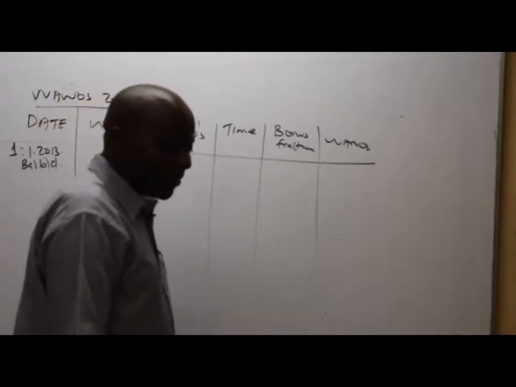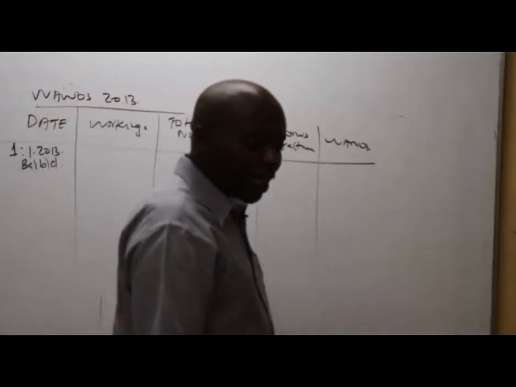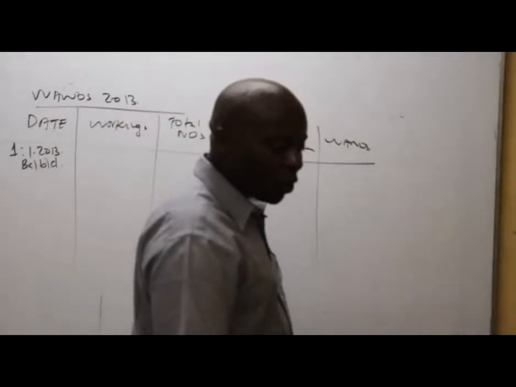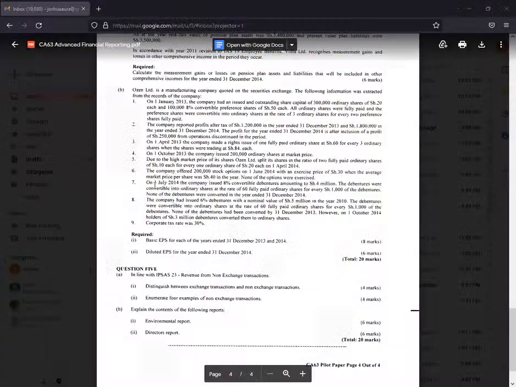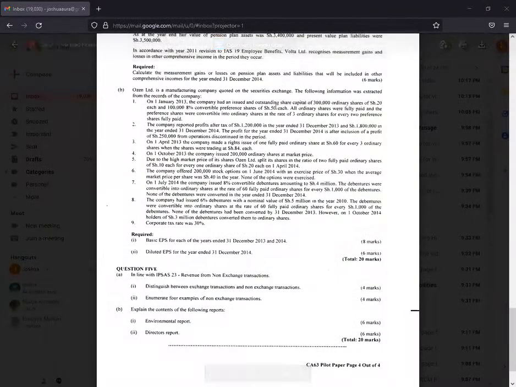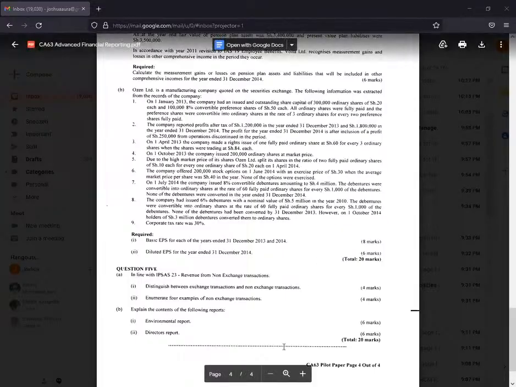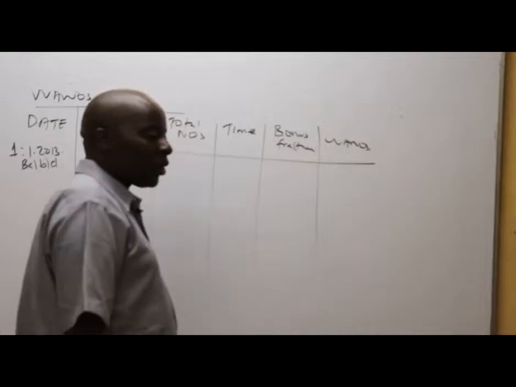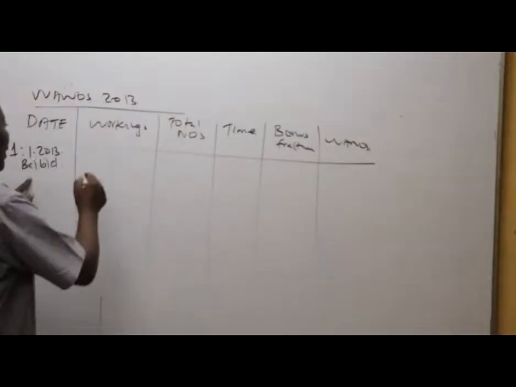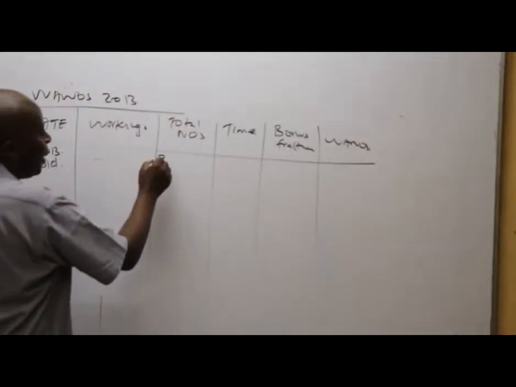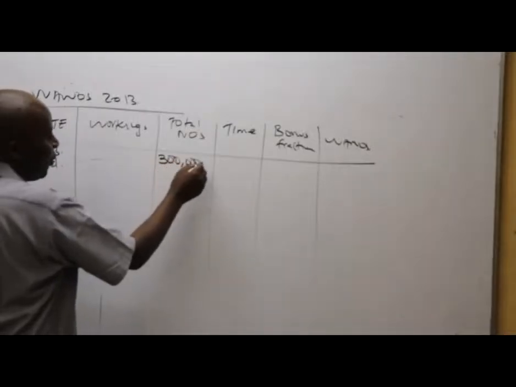300,000? Please don't bring preference shares here. Here we are only bringing a number of ordinary shares. So in this case, on 1st of January, the company had an issued and outstanding share capital of 300,000 ordinary shares. And please remember, we bring the number of ordinary shares. So in this case, balance brought down, the total number that we began with was 300,000.